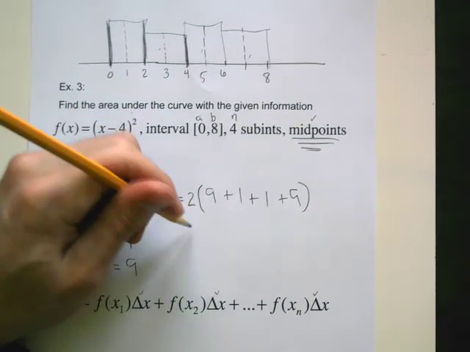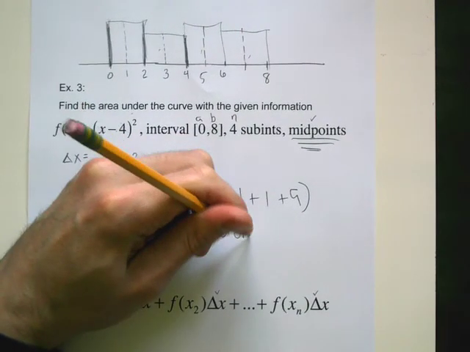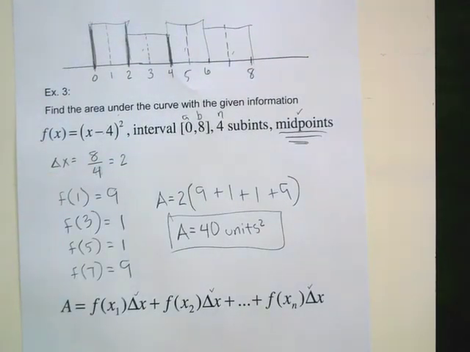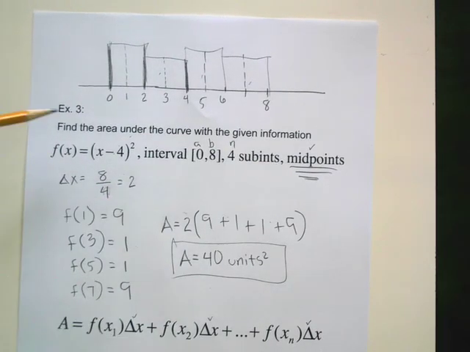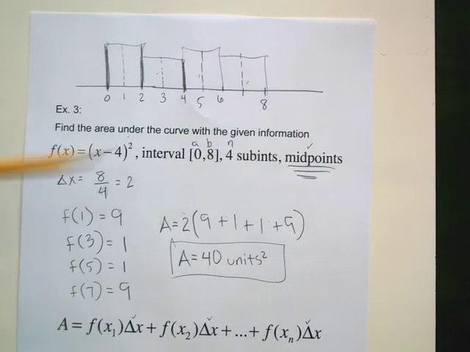Times 2 is going to be 40 units squared. I did that right? 18, 19, 20 times 2 is 40. I have 8 over 4. Yep, that looks good. I was just double checking.